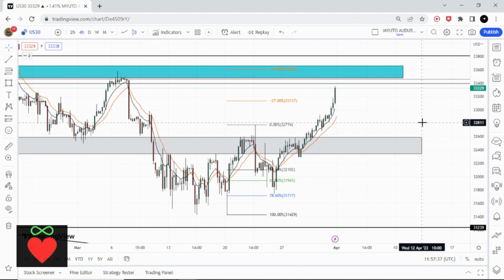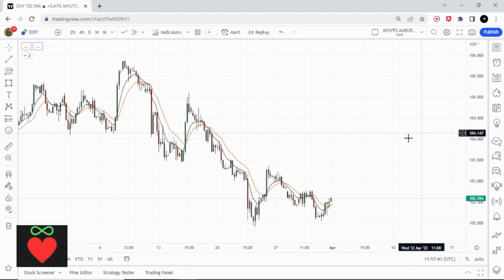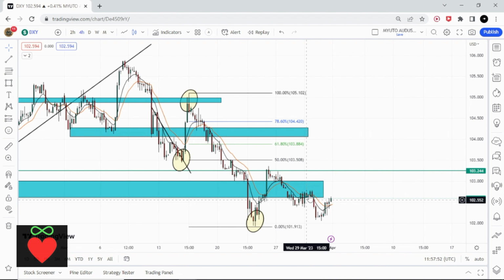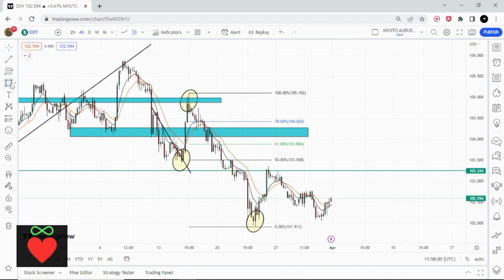We go down to our dollar, our king. So for the dollar we can see we have this order block here. Let me get rid of this rectangle here and I draw our order block here. So we have our order block here on the dollar. So I'm expecting price to reject from this order block here.